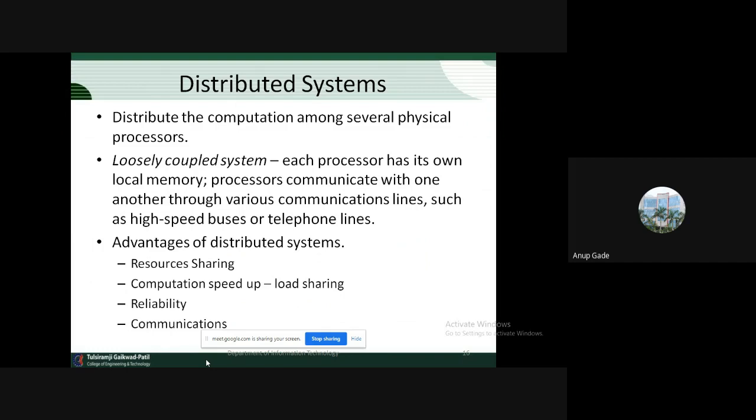So in a loosely coupled system, each processor has its own local memory, and processors communicate with one another through various communication lines, such as high speed buses or even telephone lines. The advantages of a distributed system are resource sharing, which is obviously economical in nature, and when multiple systems are attached, computation is sped up, because a distributed system can share the load also. At the same time, it offers us reliability, because if any of the systems fails, other systems can share its load, and communication will be very effective.